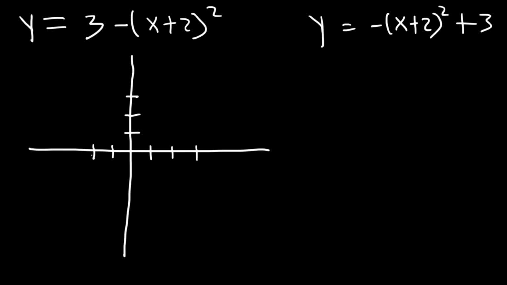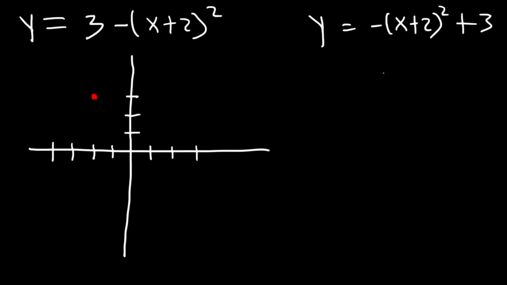vertex of the parabola, is going to be at negative 2, 3, which is here. Now, does a parabola open upward or downward? Normally, it would open upward. However, we do have a negative sign, so it's going to open downward. But let's get some points. Let's graph it accurately.